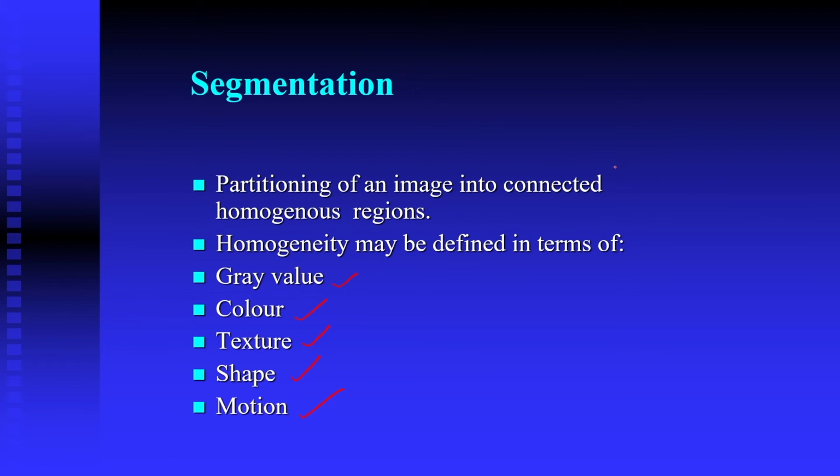So suppose in my next classes, if I want to do the partitioning of an image, this is one partition, this is one partition, this is one partition. This portion is homogeneous, this portion is also homogeneous. So homogeneity I can define in terms of gray value, color, texture. Corresponding to this region the gray value is almost the same, or maybe the color may be the same. So like this I can do the partitioning of an image.